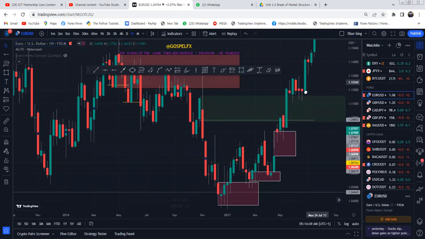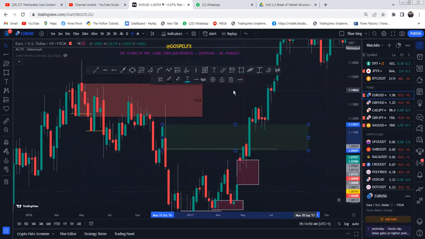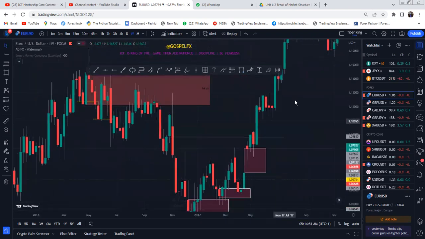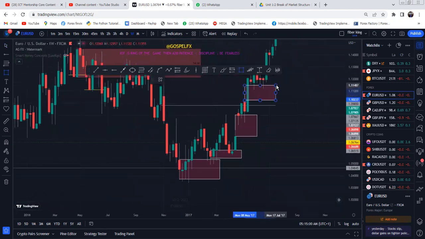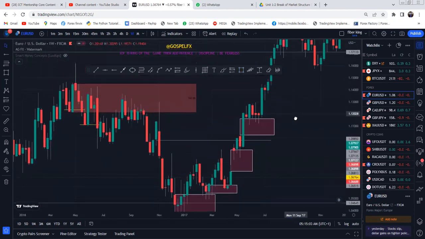I'm not going to be talking about volume imbalance. That's going to be a lesson for a different day. Price here again came down to rebalance this BC here, right? This is a BC. Why?